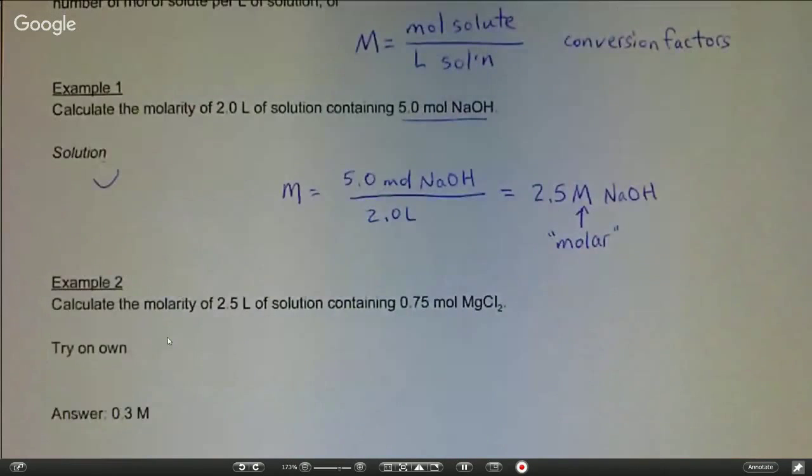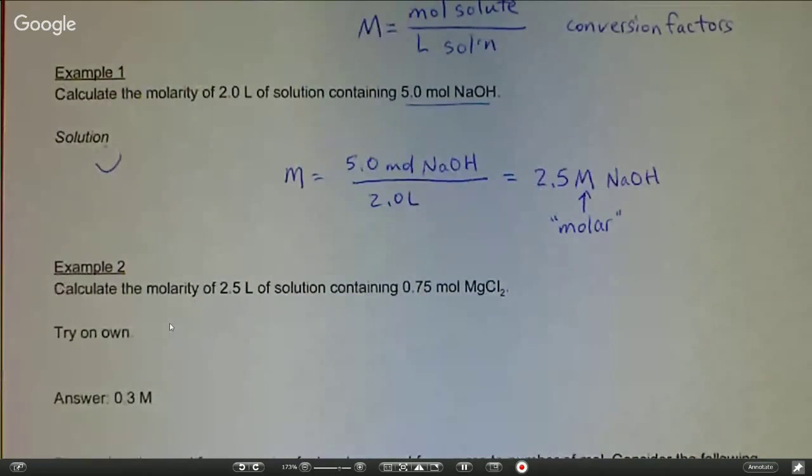Let's go on and do another one with example 2. This one, it says to try on your own. So go ahead and take a moment, pause the video, and calculate the molarity of 2.5 liters of solution containing 0.75 moles of magnesium chloride. So pause the video now.